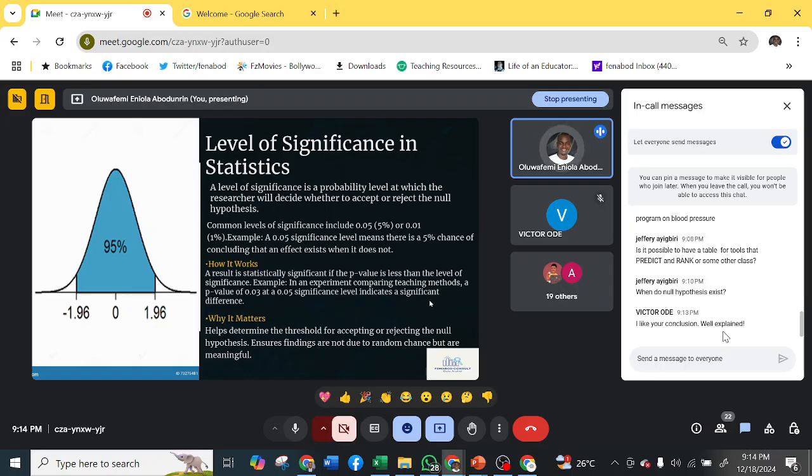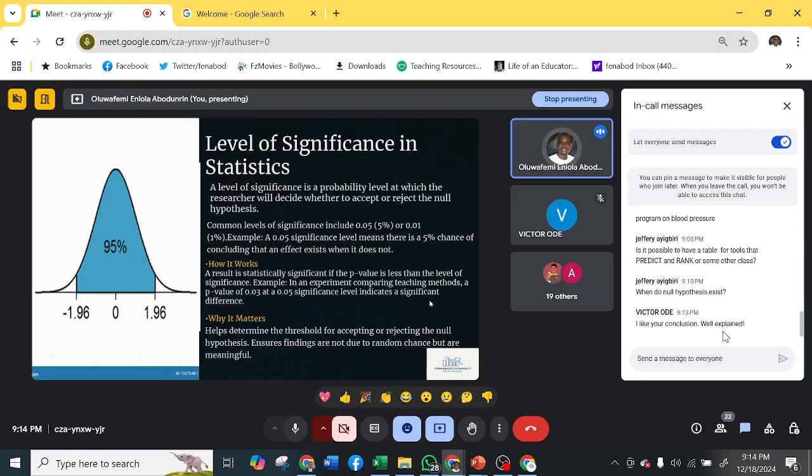So there's a question: when do null hypotheses exist? Now you see, when you're talking about research, one thing I've learned is you must own your research. What do I mean by that? It is you that is looking out for something. So you will own the research, like it is my research. I am the one that wants to add to the body of knowledge.